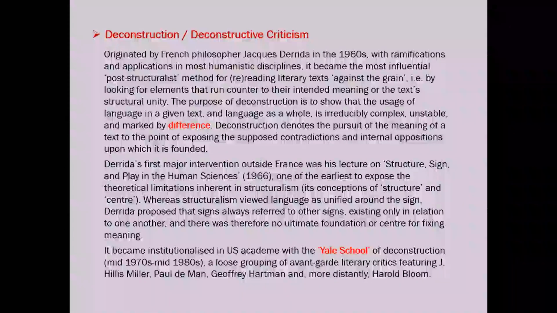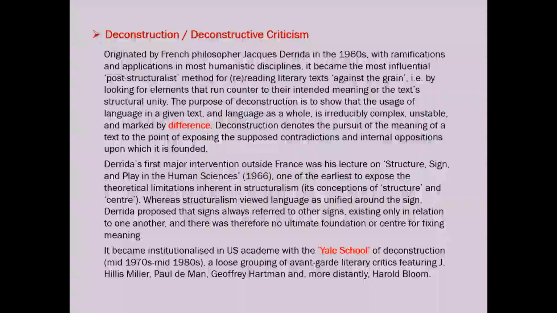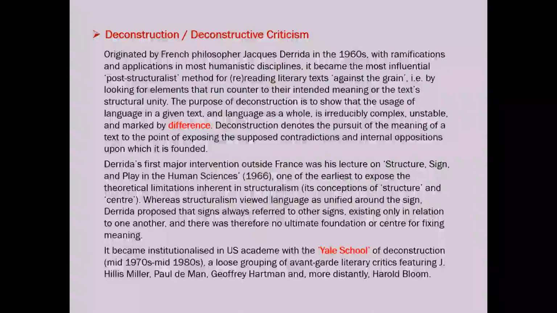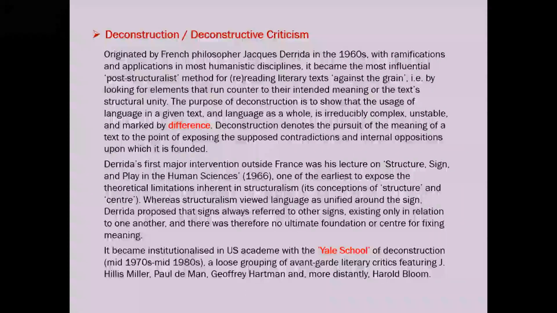Okay? So what is it? I need to cut a long story short here. You remember I mentioned some affinities with some ways of reading in New Critics, looking at tension, at ambiguity, irony, etc. It basically tries to read a text against the grain, okay? So by looking for elements that run counter to the intended meaning of the text, its structural unity. Even if there's an intent by the writer to say something, a deconstructive approach will always look at those signs that just go against that intended meaning, okay?